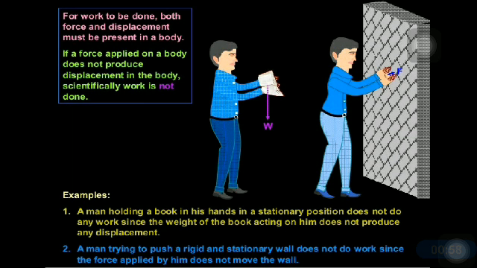Second, a man trying to push a rigid and stationary wall does not do work, since the force applied by him does not move the wall.